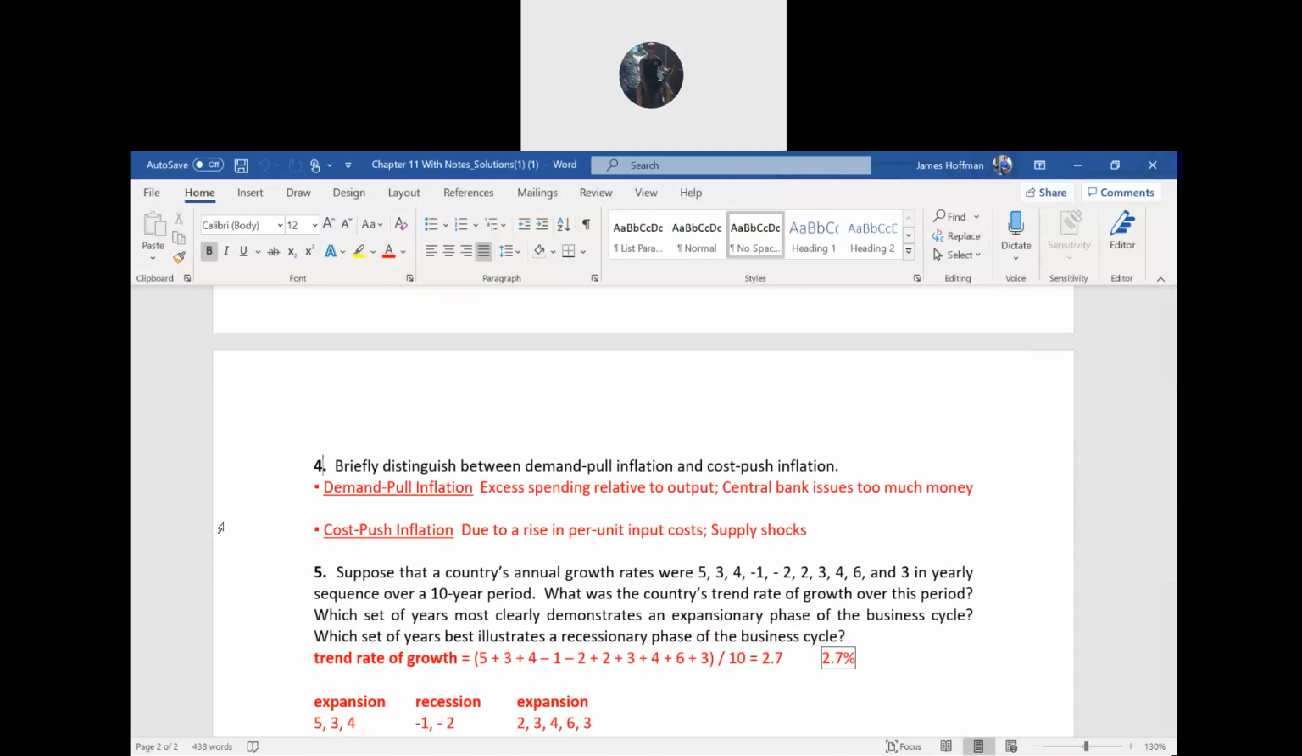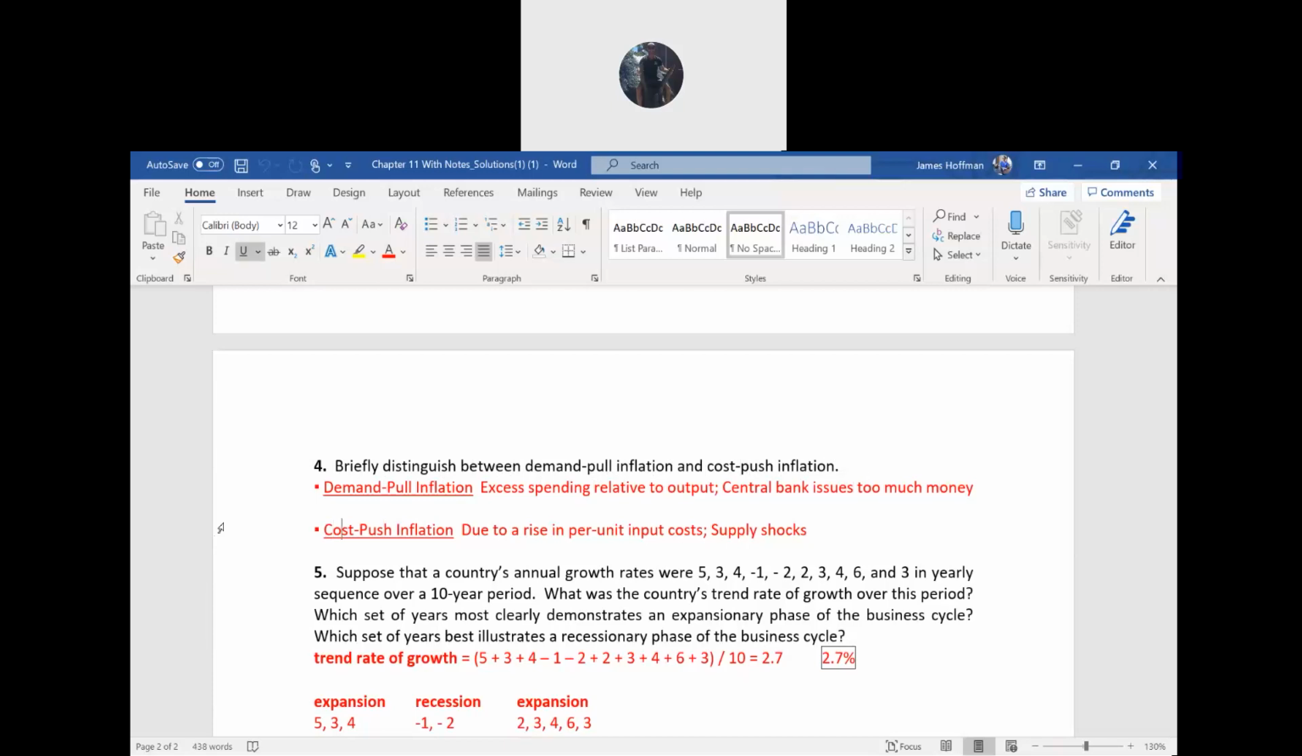All right, number four, let's briefly distinguish between demand pull and cost push inflation. So demand pull is when consumers are bidding up the prices. So this is like a demand shock. So excess spending relative to output, or the central bank issues too much money.